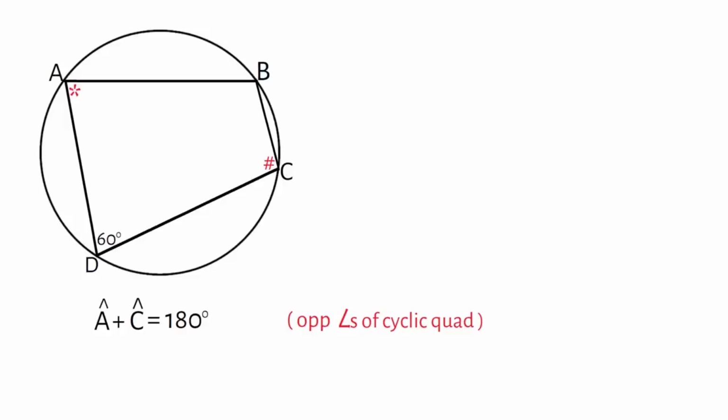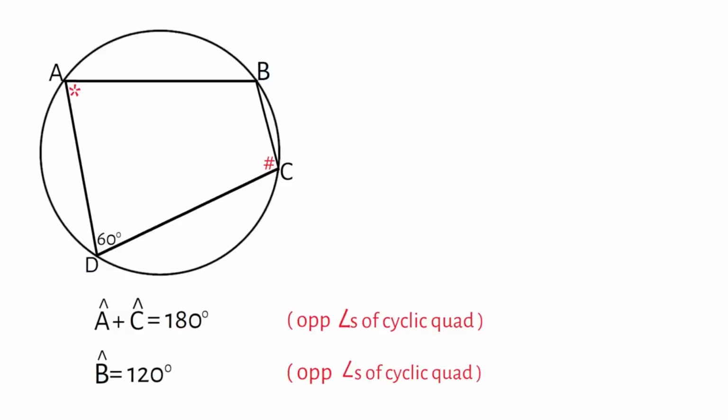since angle B plus angle D should total 180 degrees. So angle B would be 120 degrees, and this is when you substitute D with 60 degrees and transpose it to the other side. It becomes negative. So it's going to be 180 minus 60, and then we get angle B, which is 120 degrees. And the reason would be opposite angles of a cyclic quad.